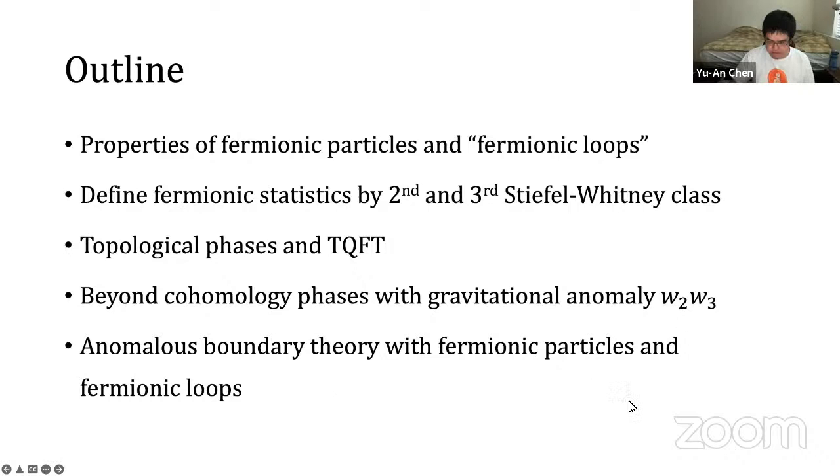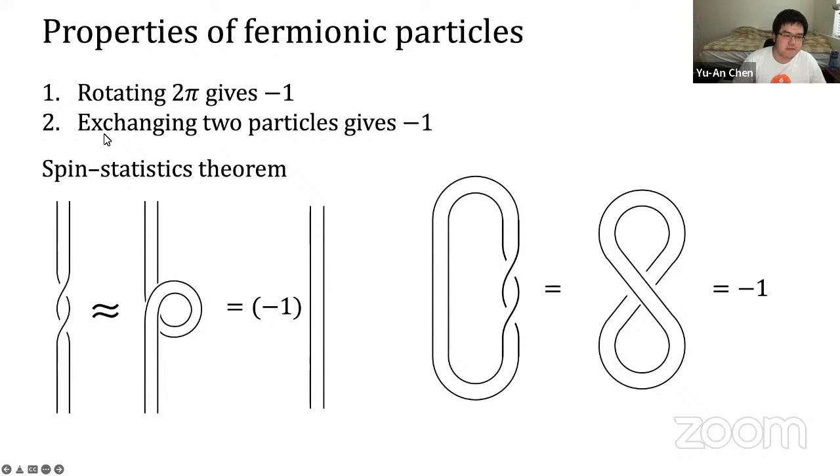Okay, first I try to review the properties of a fermionic particle. I think everyone should be very familiar with this. The first property is, given a fermionic particle, if we rotate it by 2π, it should get a minus sign. And the second property is, given two particles, when we exchange the positions of the two of them, we also get a minus one.